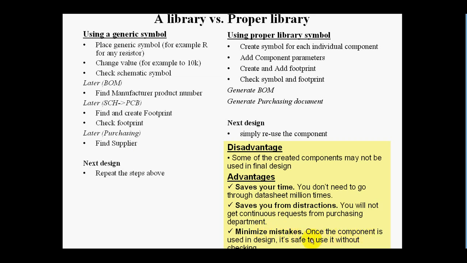And it minimizes mistakes, because once the component is used in design, it's safe to use it again without checking. It means in this case you don't need to recheck the components again, because you are sure it's okay. In this case, what may very easily happen is pin may be wrong or footprint may be wrong. And in next design, you need to do it again. In this design, you just do it once and then use it as many times as you want. And therefore, even if you don't use a component that you create here, you still save a lot of time.